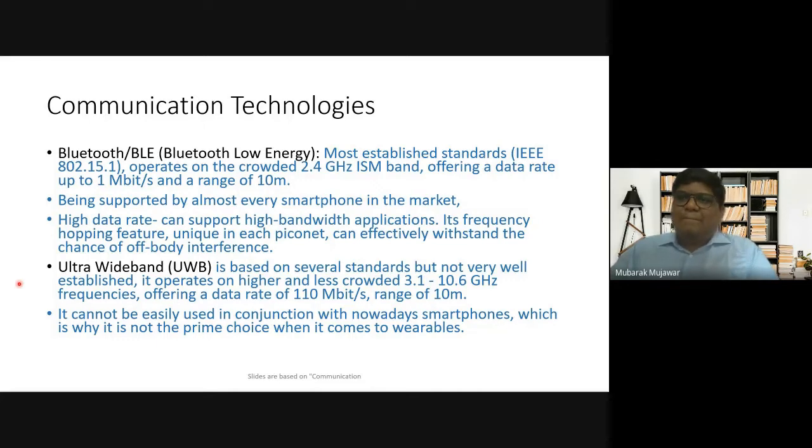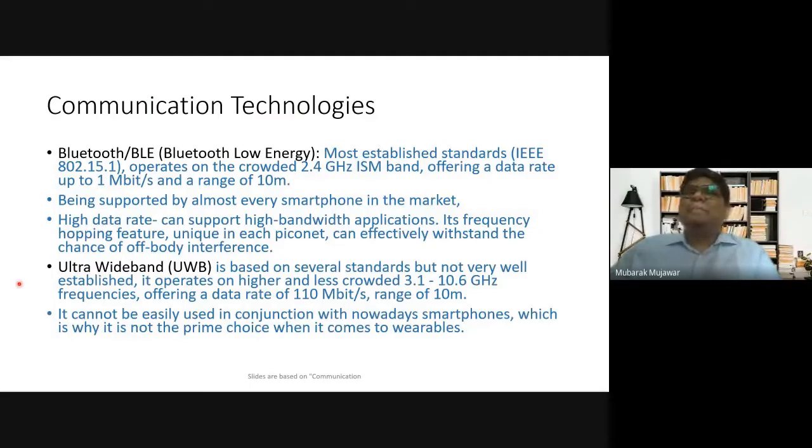Now, almost 10 years ago we thought that ultra wideband would become a very popular technology, but its use is diminishing day by day, and it is not one of the prime choices nowadays for wearable launches. Okay. So of course, the clear winner for wearable technologies is Bluetooth devices. Now let us go to the second application domain, which is smart home.